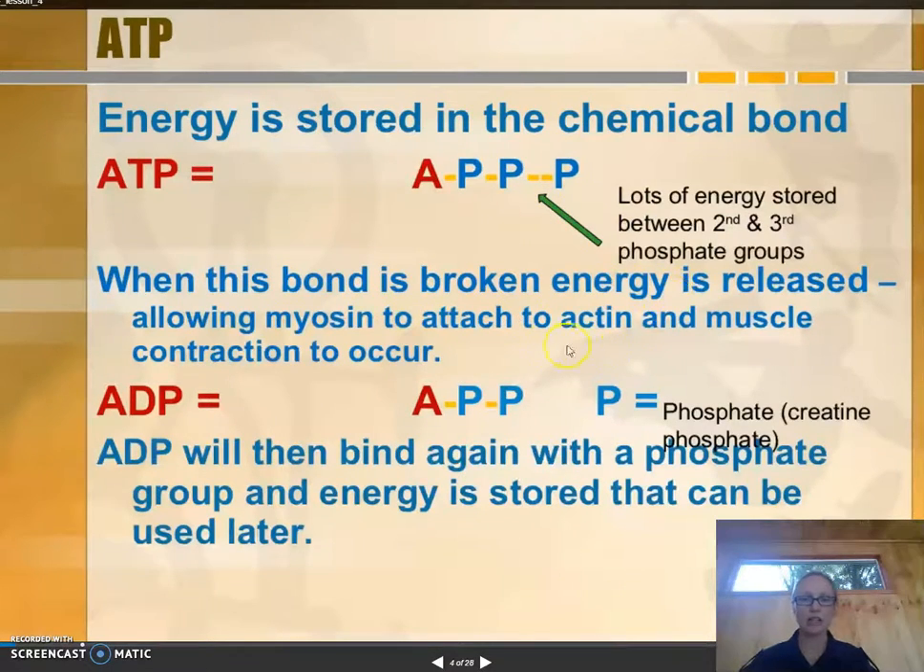So when that bond is broken, energy is released, allowing myosin to attach to actin. So these are just proteins within the muscle body, and you don't really need to know too much about that at this point, but basically it allows muscle contraction to occur. Okay, ADP, as I mentioned a little bit in the previous slide, you've got adenosine diphosphate, di meaning 2, so adenosine attached to a phosphate, and a CP, so this would be creatine with a phosphate attached. So ADP will then bind again with a phosphate group, and energy is stored that can be used later. So remember ADP, then we attach a phosphate, we drop a phosphate.